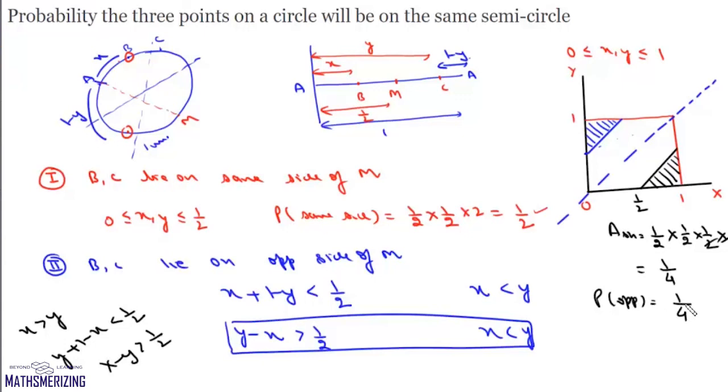So combining these two cases, we get the probability that they will lie on the same semicircle. It will be simply 1 by 2 plus 1 by 4, which is 3 by 4. So if we choose 3 points on a circle, the probability that they lie on the same semicircle is 3 by 4.